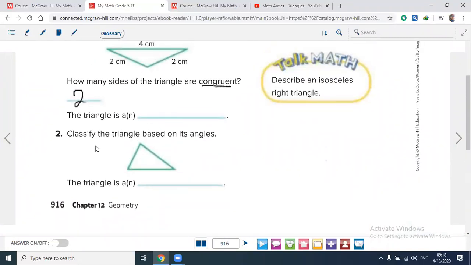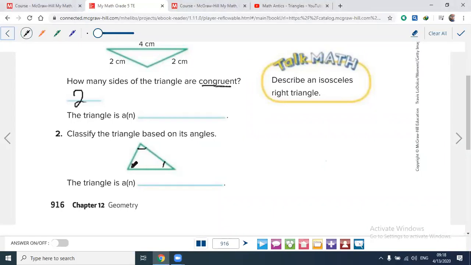Okay. Number 2. Classify the triangle by its angles. Here, what are the angles? Are all angles acute, or acute with right, or acute with obtuse? Here I have. Mister, can I say? Okay, someone says yes, you can.